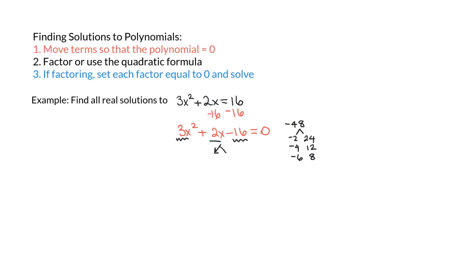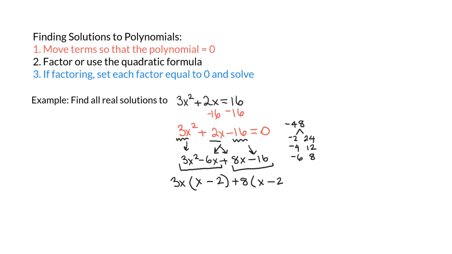So we split the 2x into negative 6x plus 8x, and we rewrite the other two terms, 3x squared and negative 16. Now we group the first two terms, and the greatest common factor of those terms is 3x. If we divide 3x out of 3x squared, we're left with x. If we divide 3x out of negative 6x, we're left with negative 2. Then we group the last two terms, 8x minus 16. The GCF is 8. So we divide out an 8, and we're left with x minus 2.